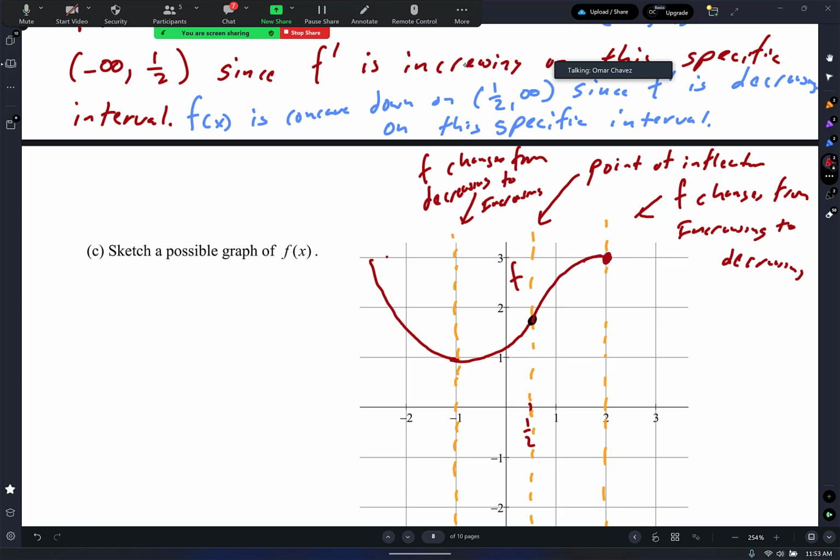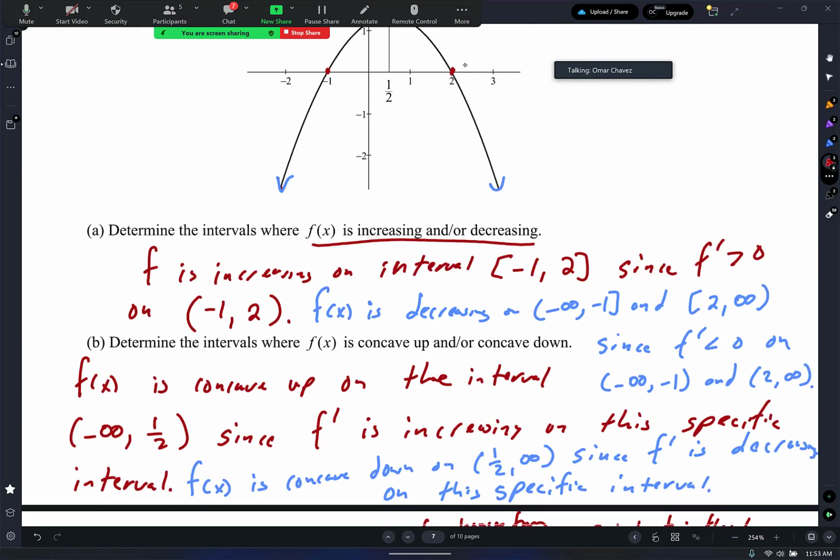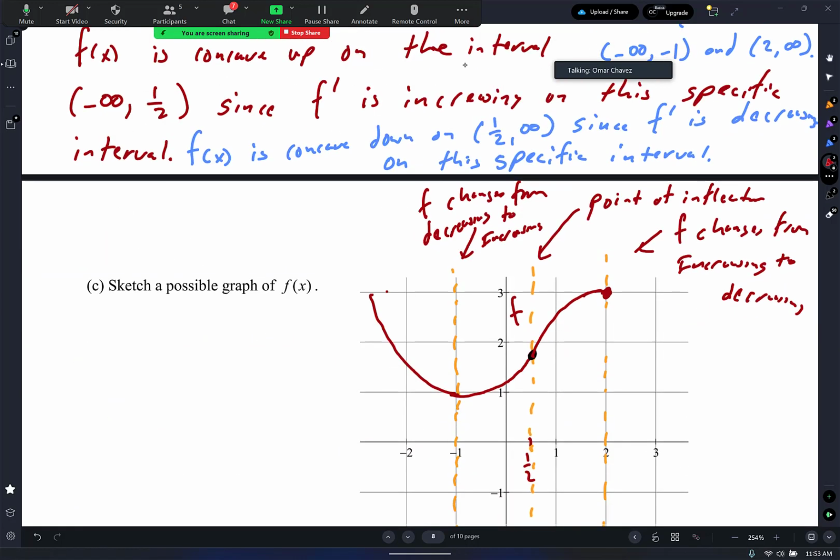See? Boom. And then from there, I have a horizontal tangent, and I decrease forever. And I look like that. Bam! Did it.